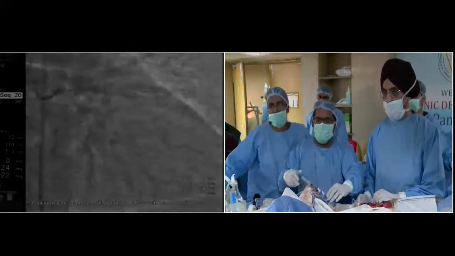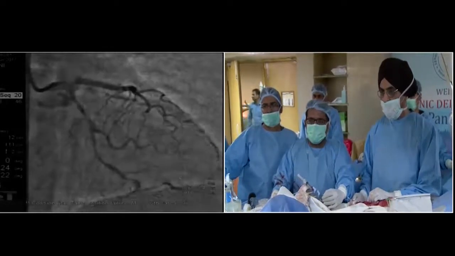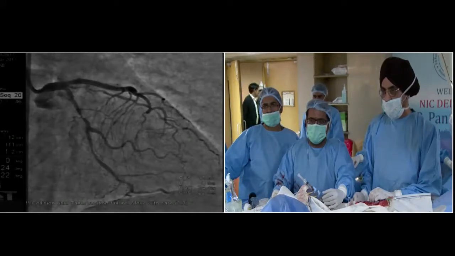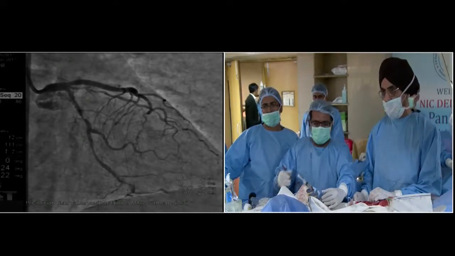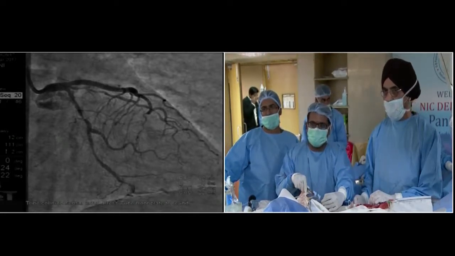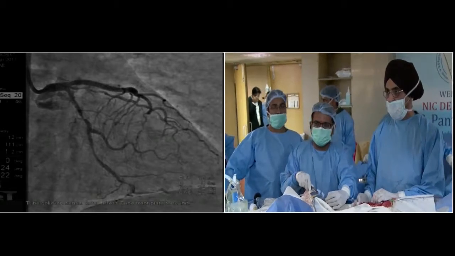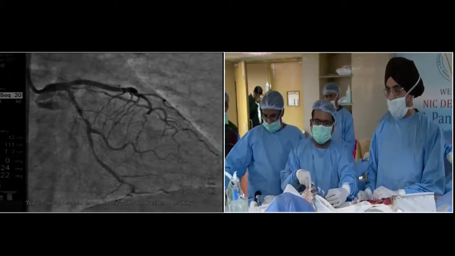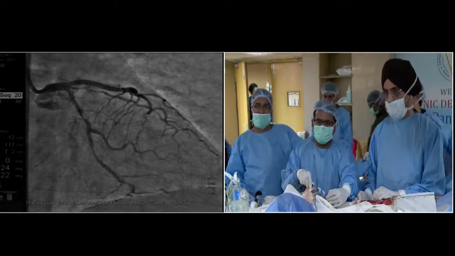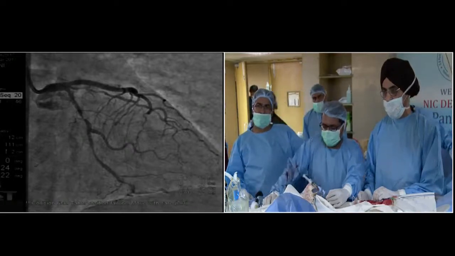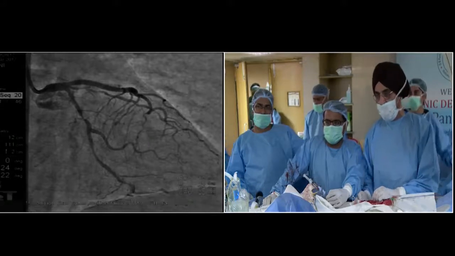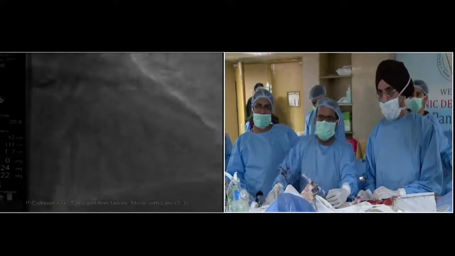If you see the collateral to that PDA, it's pretty good. So I'm going to leave that RCA as of now, and with better hardware later on, it can be attempted again. The good thing was that we were able to cross it very well with a Fielder XT wire. The balloon didn't cross, so maybe next time a bigger support or a Tornus catheter or a 1 millimeter balloon may achieve that result. Great. What's your next step now? So I'm going to the circumflex.